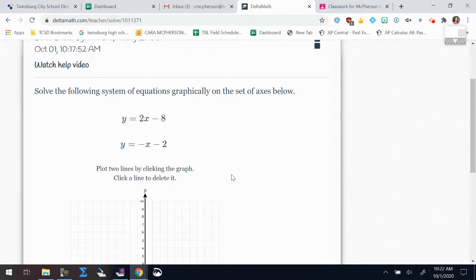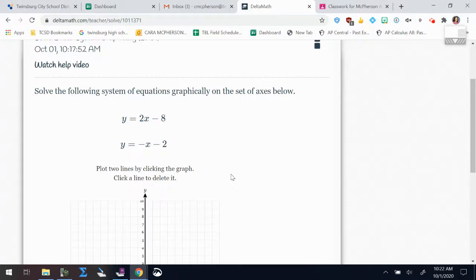learned in class. So when you're given a system of equations, that means you're given more than one equation, and you're asked to solve it graphically, you have to do just that. You have to graph it. It's really nice working on Delta Math as opposed to working on a piece of paper, because then you don't have to worry about whether or not your lines graph straight, because the program will do that for you. So it's actually a little bit easier with the technology than it is to do by hand.